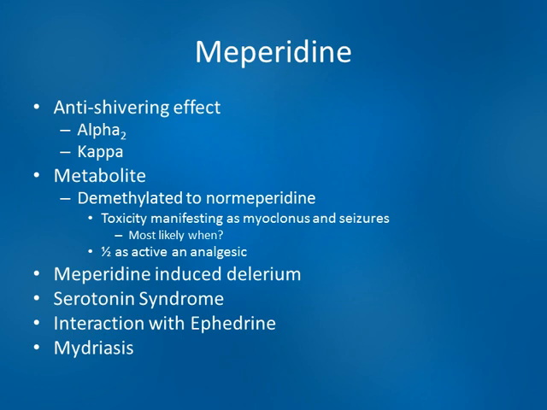Now you may see on your orders routinely 12.5 milligrams of meperidine. You don't have to know about the dose, just the concept. It's given for shivering, and many of you may be familiar with that. The reason behind that is it may be a weak agonist at alpha 2, and it's thought that some of its shivering effect is due to the activation of the kappa receptor. The evidence on that is not a lot, but there are a few studies that suggest those are the two mechanisms.